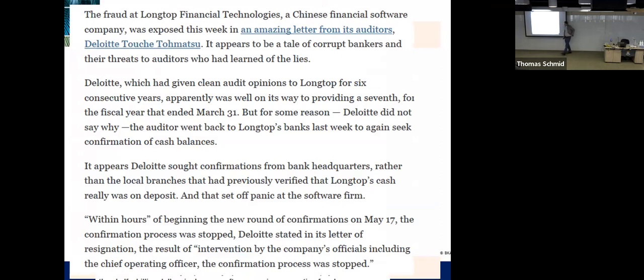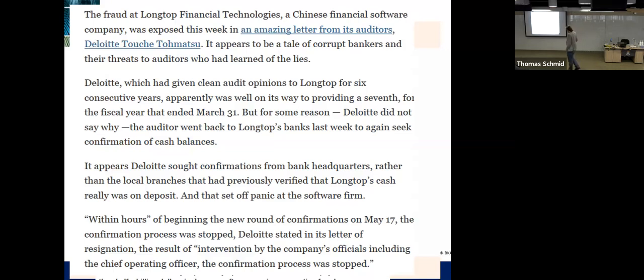And this one is an interesting case that I just want to show because it's a nice illustration that fraud is not only happening at the top levels, fraud happens everywhere. And this case is also nice because it shows how simple it sometimes is to cheat. Okay? So this is the case of Longtop Financial Technologies, which is a financial software company. And they were audited by Deloitte. Okay? Deloitte did the auditing and they did the due diligence.